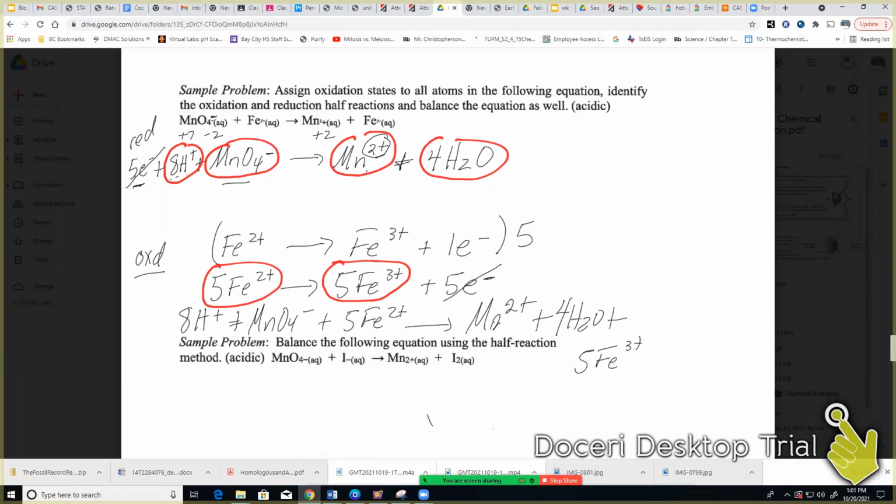So on that particular one, the only thing that canceled out was my electrons. What do you think is something else that might cancel out oftentimes? The hydronium, and also the water. Because I didn't have to add water to this one because there wasn't any oxygen, but a lot of times you have to add water to both of them. So that's a common thing that also cancels out.